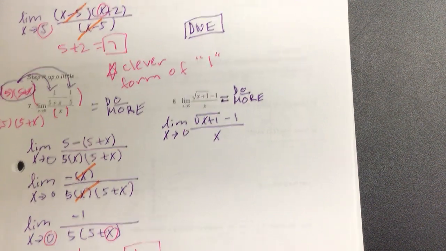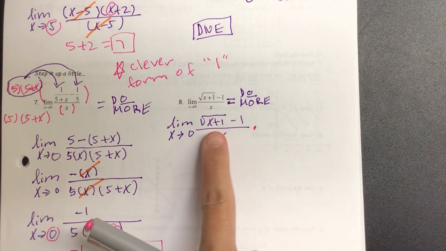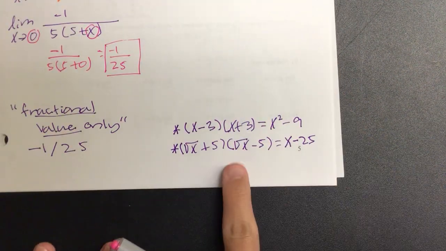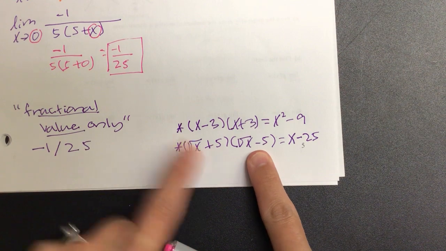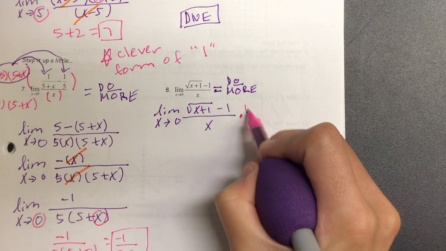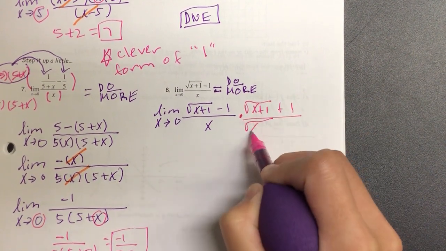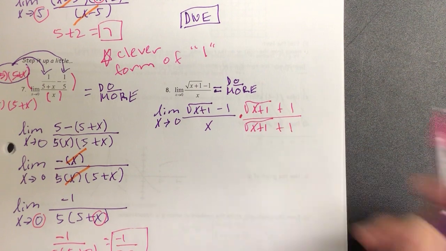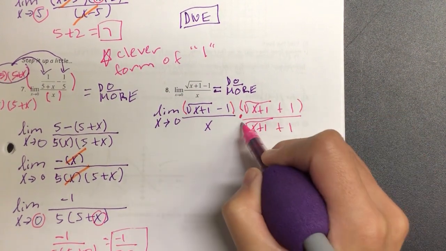So which part do we not like? Top or the bottom? Top. And I'm going to go ahead and make the top look like the example that I just gave right here. The only difference is one has a plus, one has a minus. Right now I have a minus, so I need a plus. And this is, again, a clever form of 1 because they're identical on the top and the bottom. I like parentheses, so I'm going to add them.